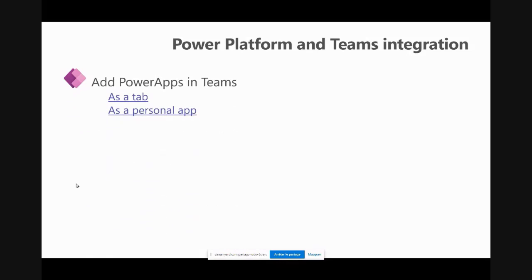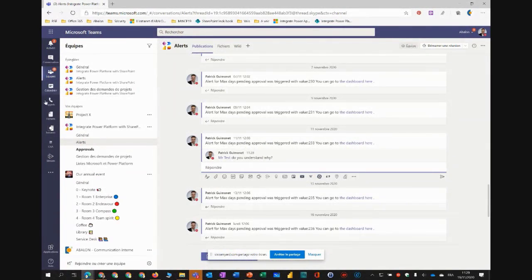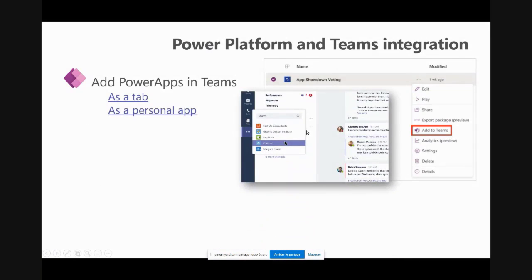To summarize the options, we can integrate Power Platform and Teams. We can add Power Apps as a tab, but as a personal app as well. If you look at your left bar here, for example, I have a CRA application, which is a Power Apps application that can be available exactly at the same level as the standard Teams icons, and you can deploy very important applications like that in your organization. This is called a Personal App in Teams. It's very easy to create a Power Apps app, add it in Teams and have it on the left bar.